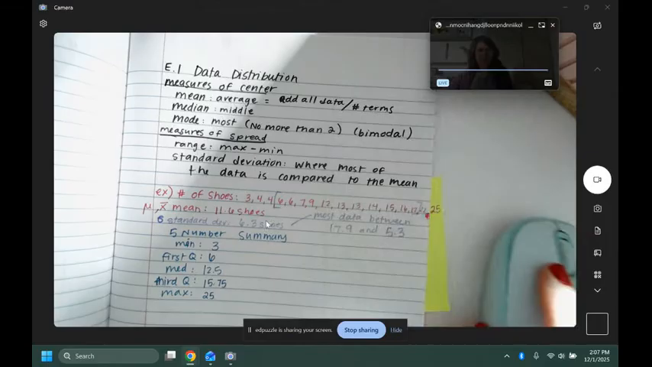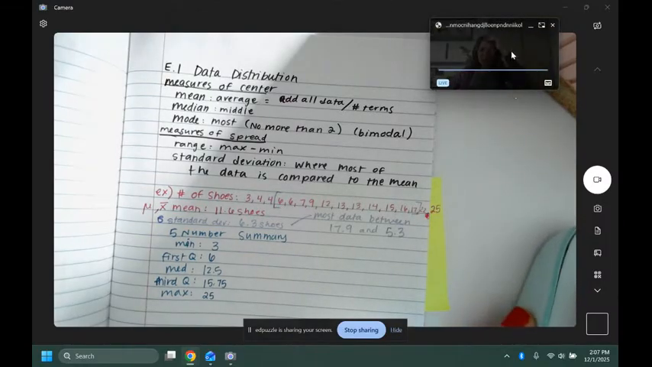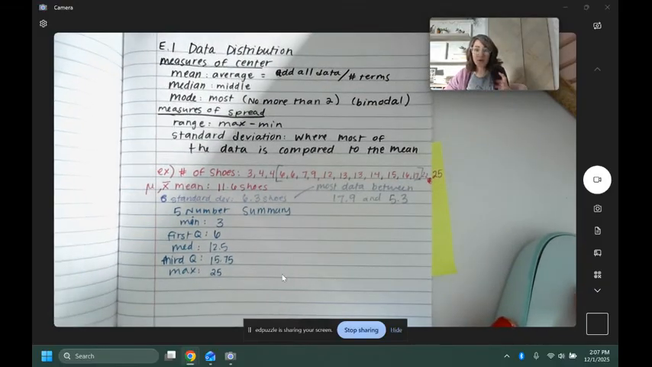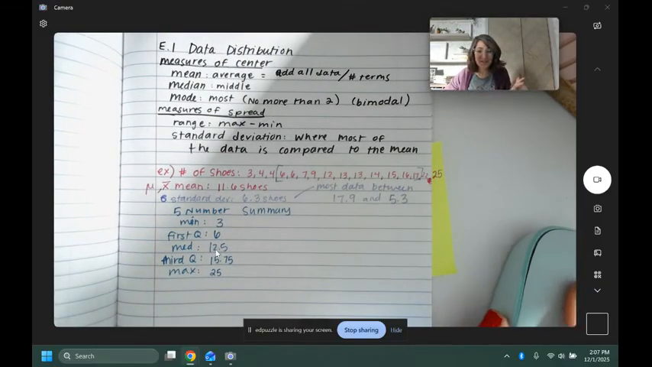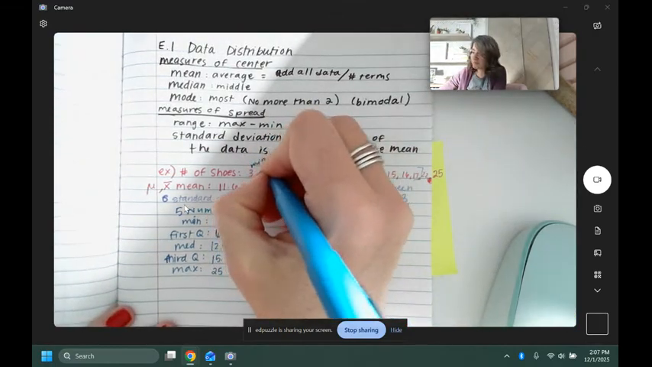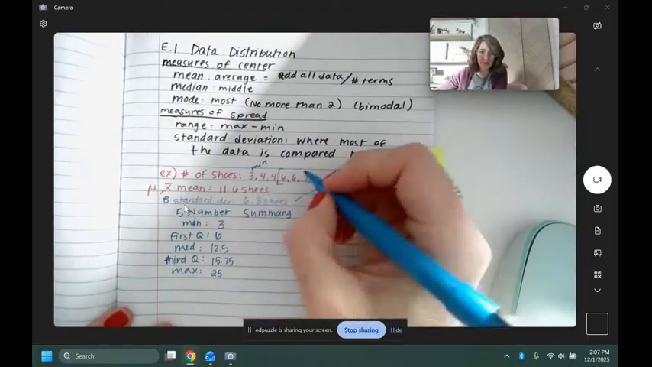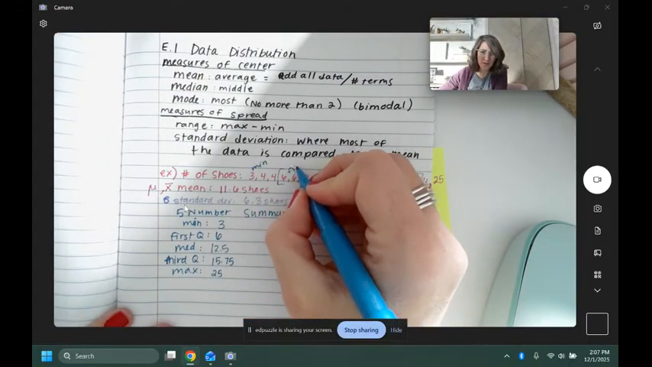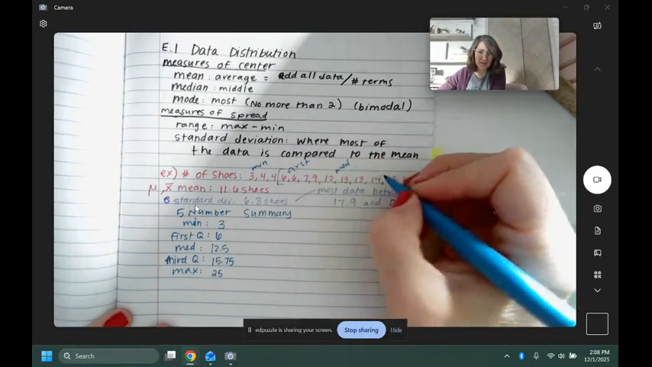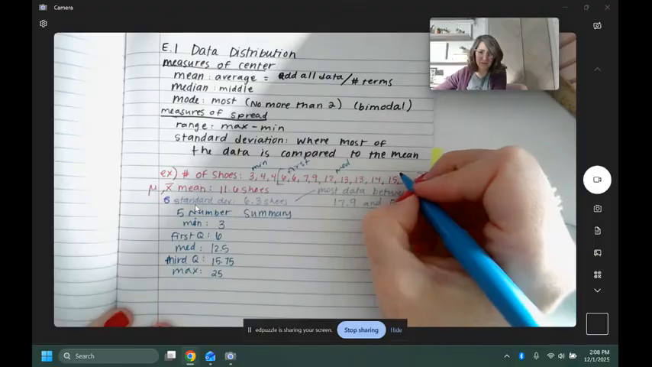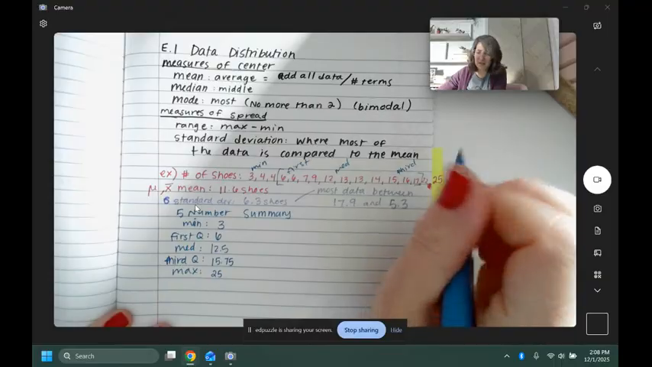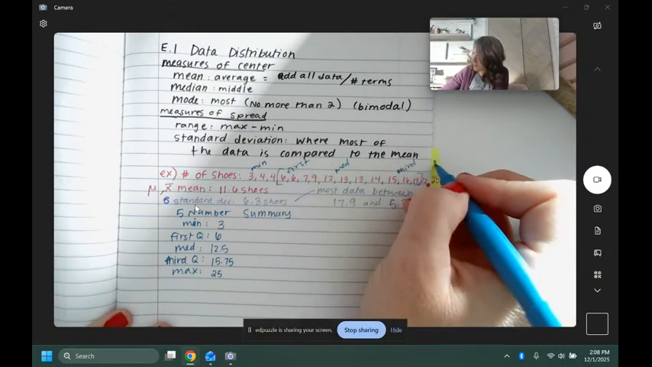What does this mean? Did you notice the word quartile? Quart meaning four, breaking the data into four pieces. Okay, so let's look at where these are. The minimum was 3, right? The first quartile was 6. The median was like here, right? Third quartile in these ones, third. And the maximum was 25.